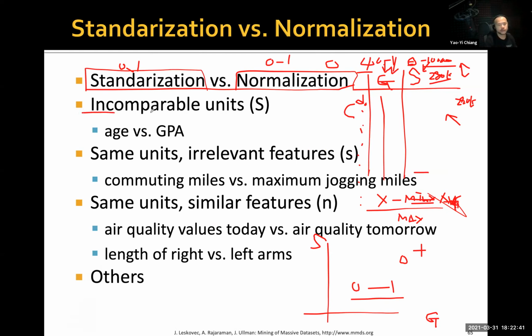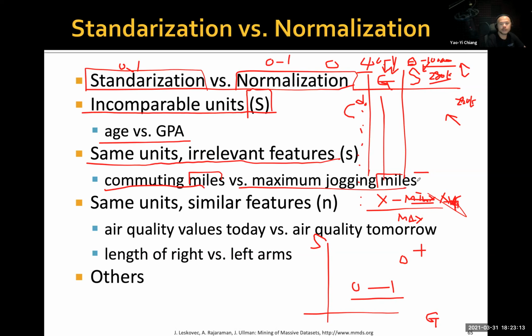If the 2 columns or 2 dimensions have incomparable units, like age versus GPA, or like in our case, GPA and salary, you want to do standardization because you want to remove the variation from your data set, your dimensions. If the 2 dimensions are using the same unit but having irrelevant features, for example, one column is the commuting miles, the other is maximum jogging miles, right? The units are the same, but these 2 features are irrelevant. Then you do standardization as well, okay?